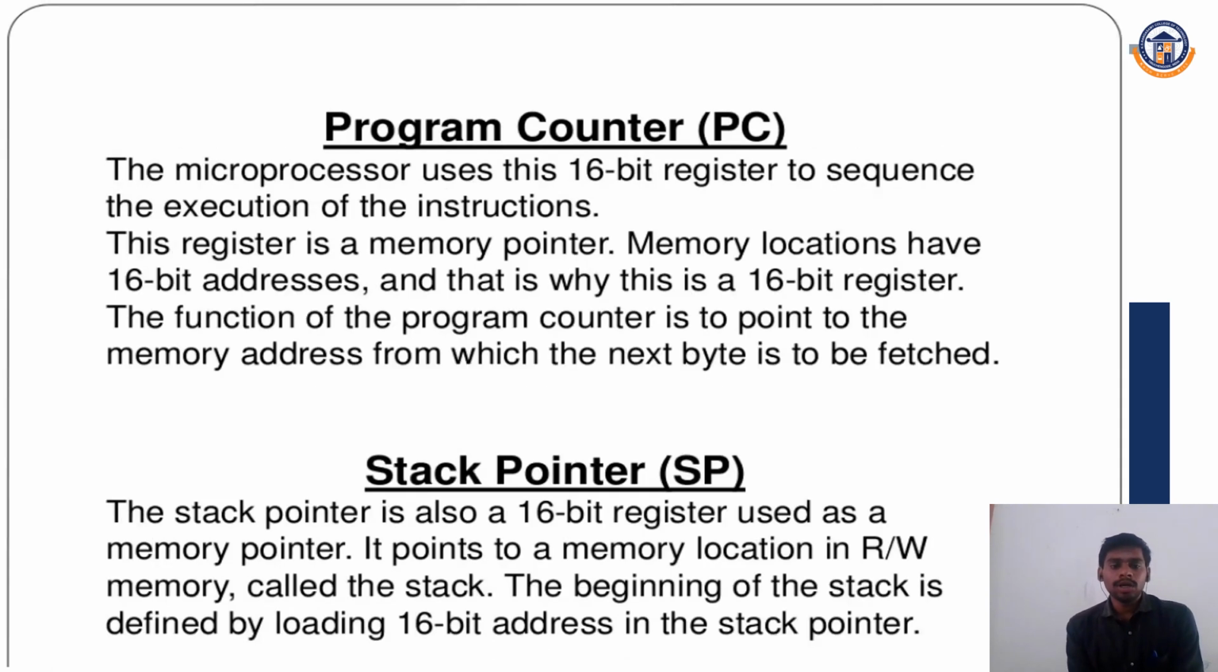Next one is the program counter. The microprocessor uses a 16-bit register to sequence the execution of the instructions. Sequence means step-by-step process. This register is a memory pointer, a memory location of a 16-bit address, and that is why it is a 16-bit register. The function of the program counter is to point to the memory address from which the next byte is to be fetched. Next one is the stack pointer. The stack pointer is also a 16-bit register used as a memory pointer. It points to a memory location in read/write memory called the stack. The beginning of the stack is defined by loading a 16-bit address in the stack pointer.